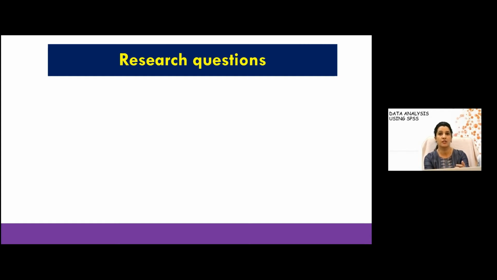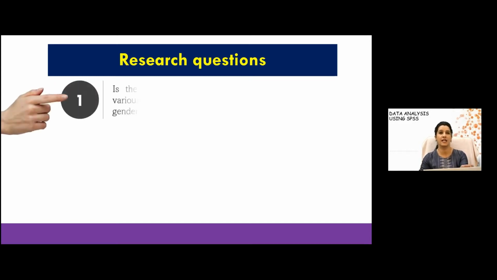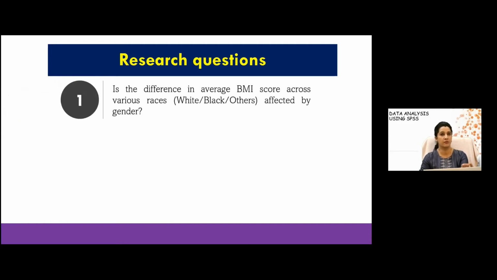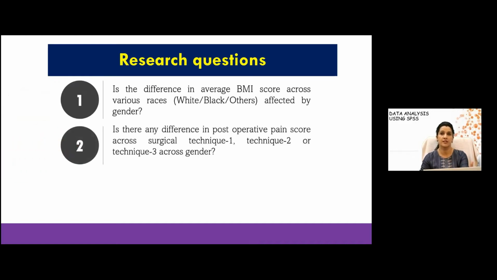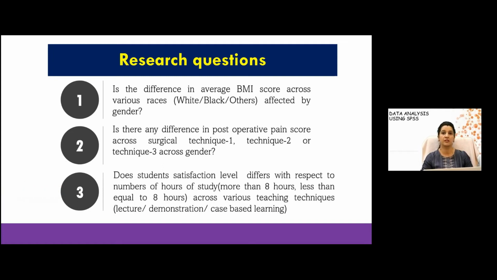Okay, so in the research question, this is the same research question which we used for one-way ANOVA. I have just added another independent variable. So the first question is whether the difference in average BMI score across various races is affected by gender or not. So I have added another modifying variable, or we can call it a moderator variable, here as gender. The second research question was, is there any difference in the post-operative pain score across surgical technique 1, surgical technique 2, or surgical technique 3 across gender? Again, I have added gender as a variable here in the independent variables.